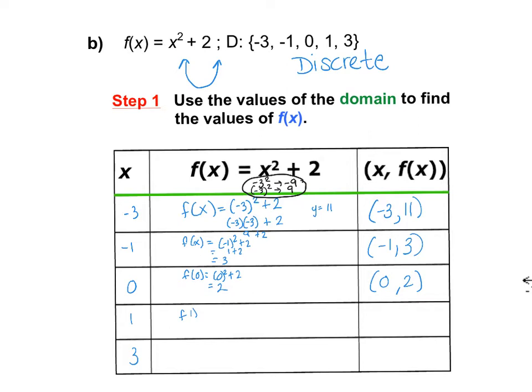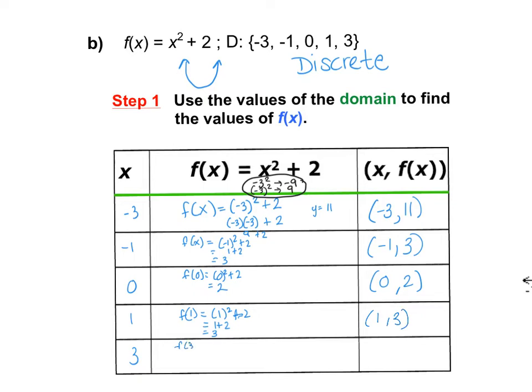And f of 1, now I'm plugging in. You can leave f of x or f of 1. It doesn't really matter on that one. But I am plugging in my 1 squared plus 2. Well, 1 squared means 1 times 1, which is 1, plus 2. 1 plus 2 is 3. Okay, so we have 1 comma 3 on that one.